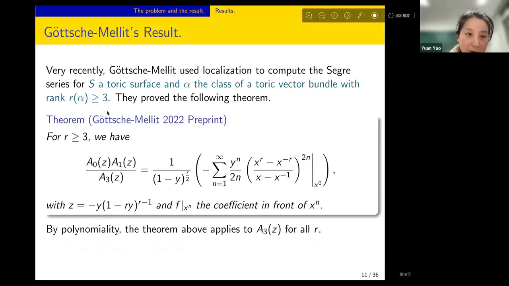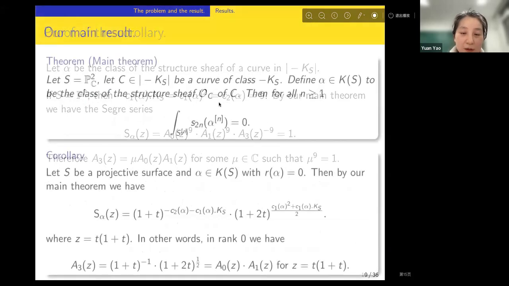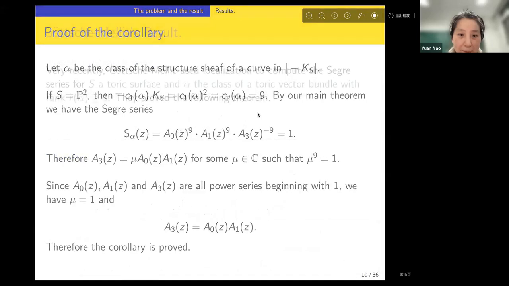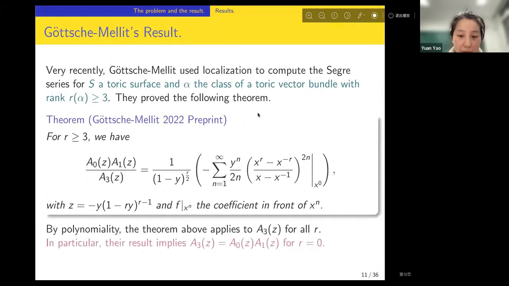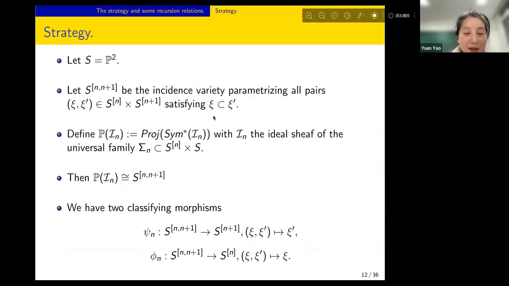But what I did is I compute these Segre integrals for the rank 0 case. I exactly do this case. Okay, I don't use any localization, although my surface is toric. So I talk about my results, my strategy.